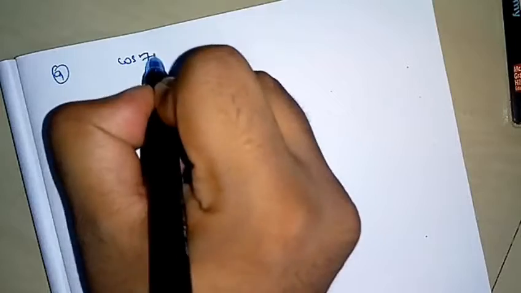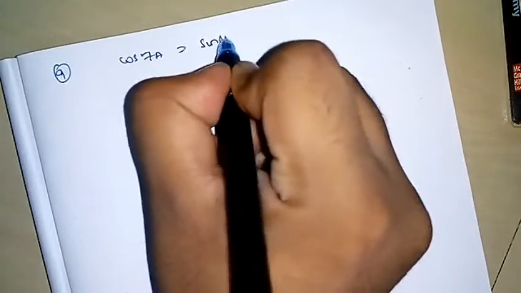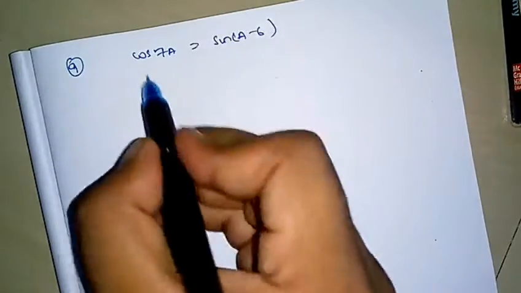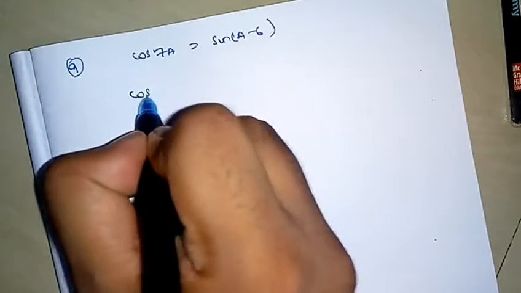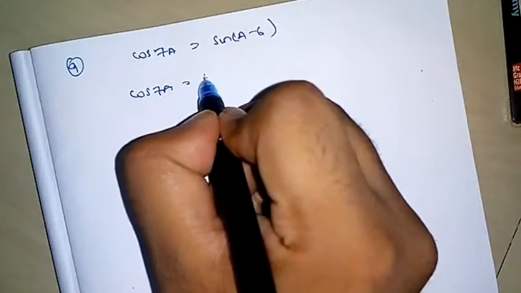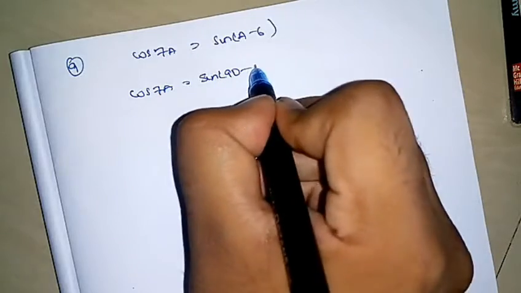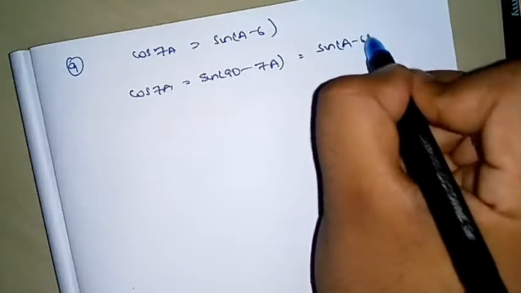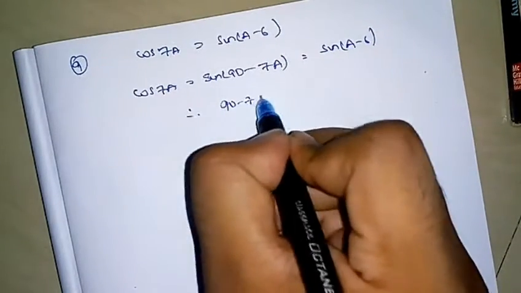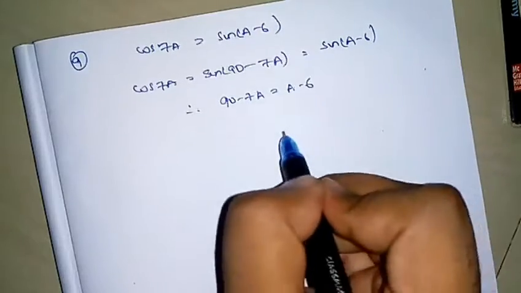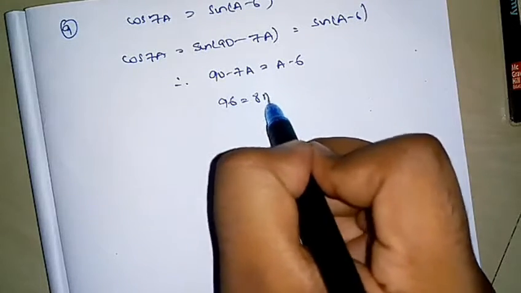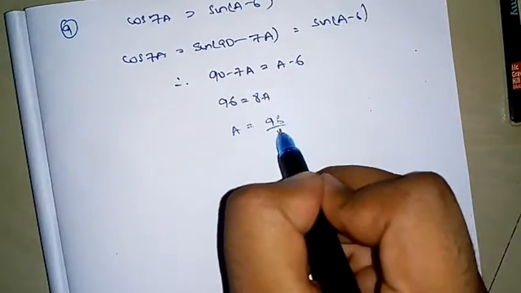Now the ninth example. Cos 7A is equal to sin A minus 6, where 7A is an acute angle. Find the value of A. You know that cos 7A is equal to sin 90 minus 7A, which is equal to sin A minus 6. Therefore 90 minus 7A is equal to A minus 6. We send 6 to this side, we get 96 is equal to 8A. A is equal to 96 by 8, which is equal to 12.